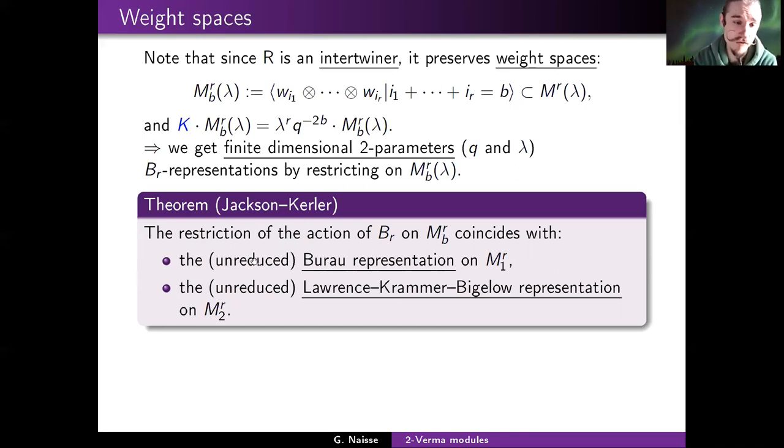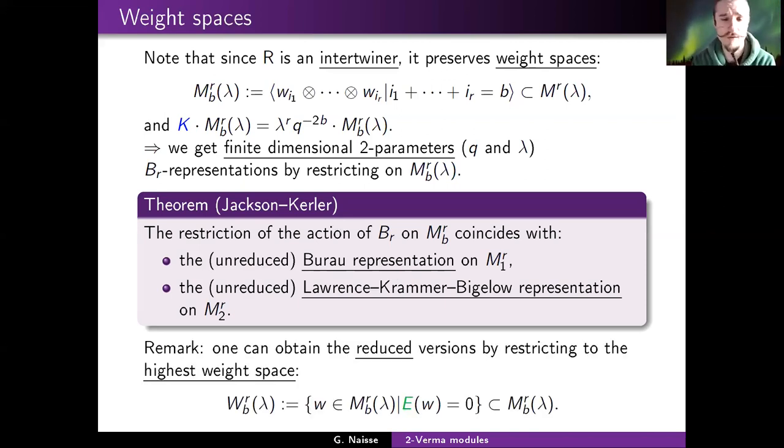But of course, if I write unreduced, it's because there also exists a reduced version. And for example, here for the Burau, you have something that is r dimensional in the unreduced case and r minus one dimensional in the reduced case. And interestingly, you can also obtain the reduced version out of this tensor product of Verma. And the idea is that instead of restricting to the weight space, you should restrict to the highest weight space. So you look at the subspace of elements that are killed by the action of E, inside a weight space. And if you do this, you get something that is a bit smaller.